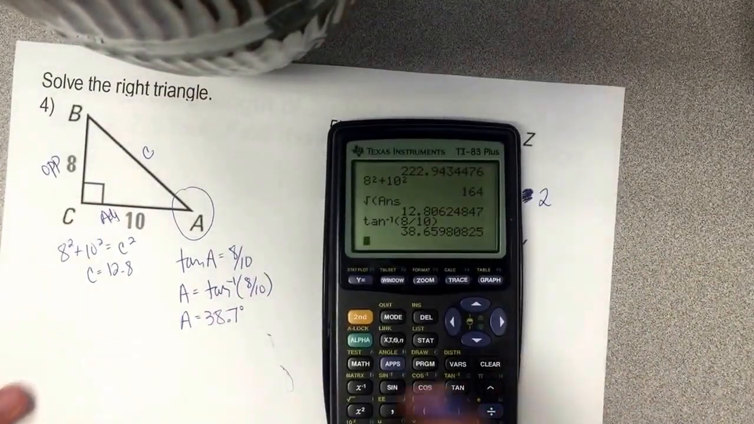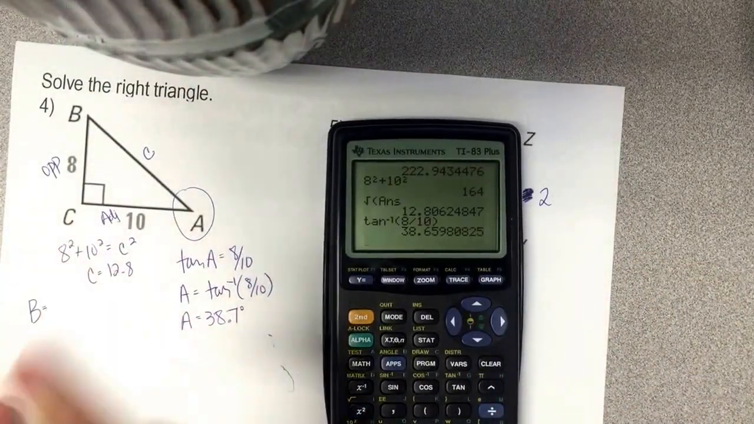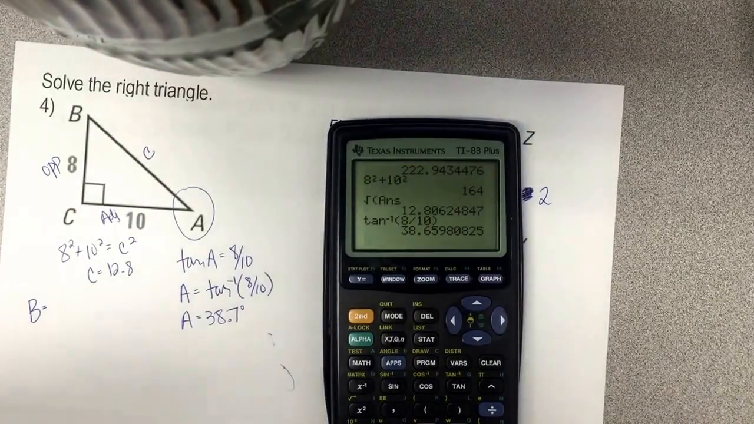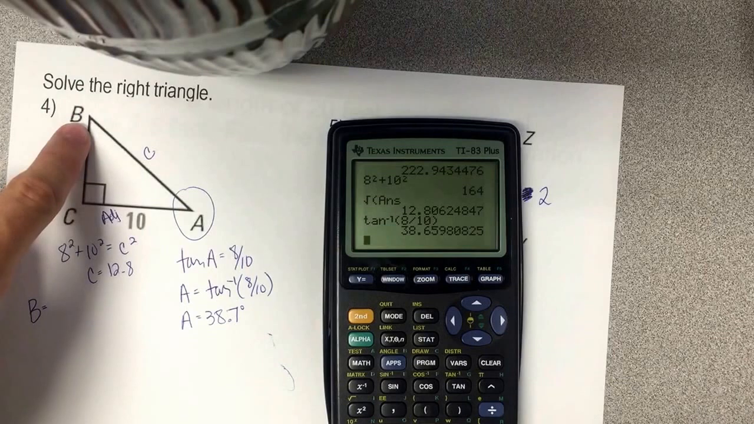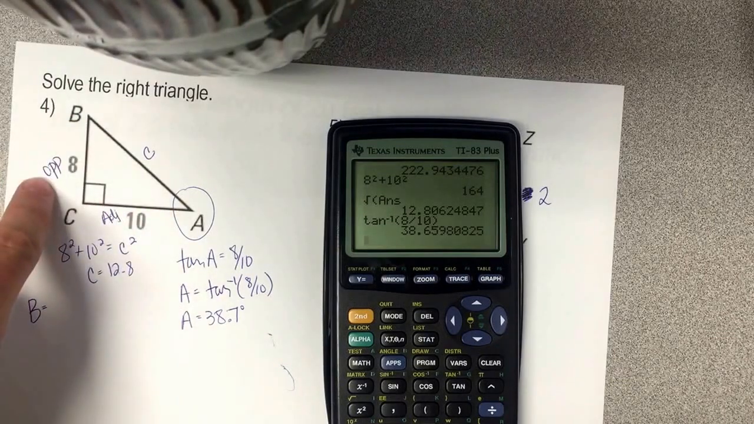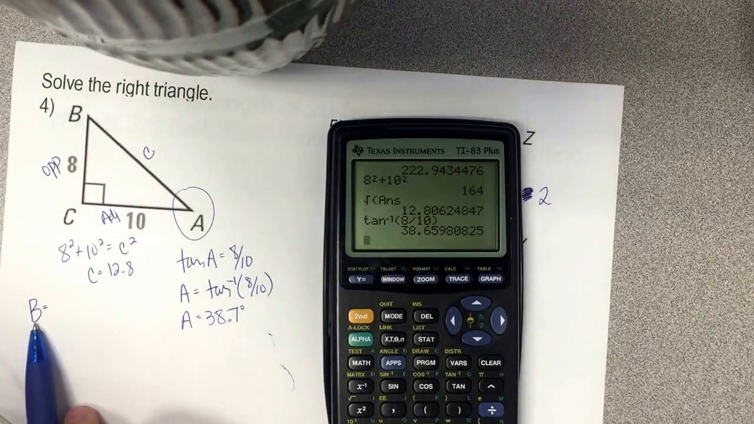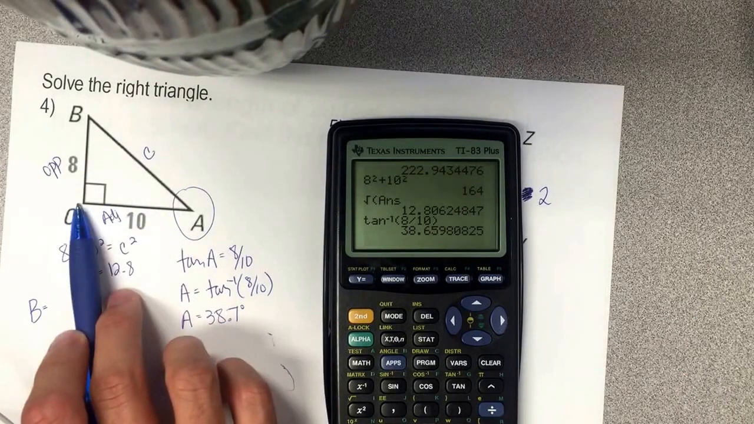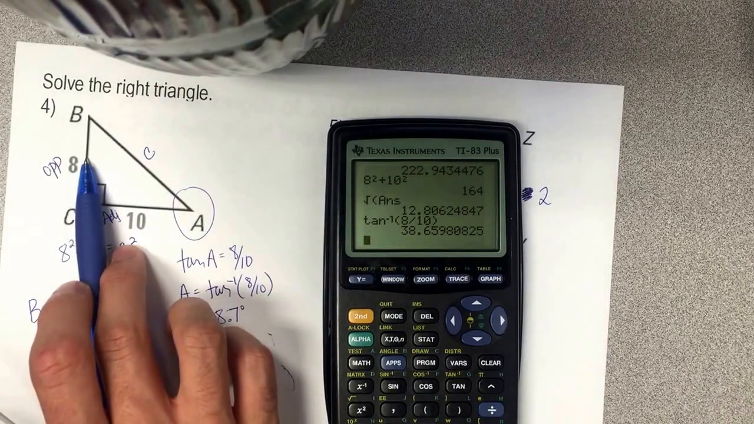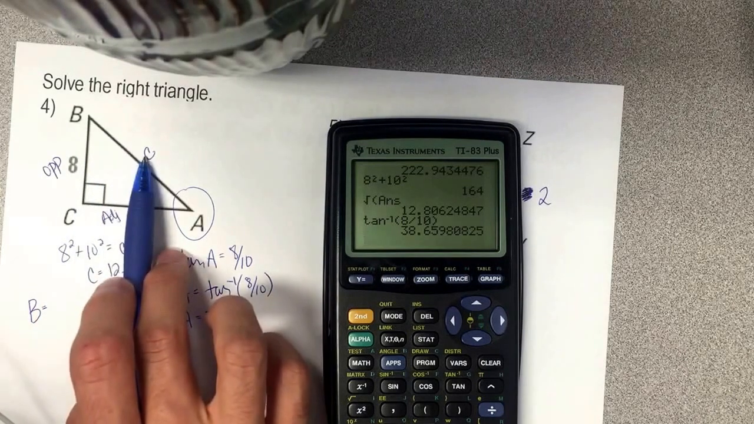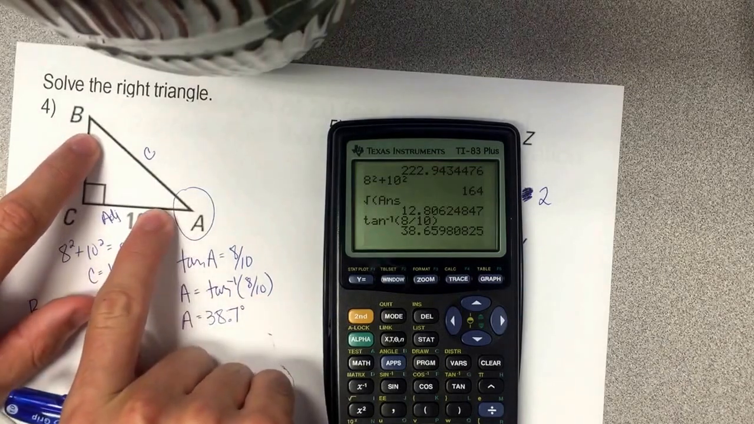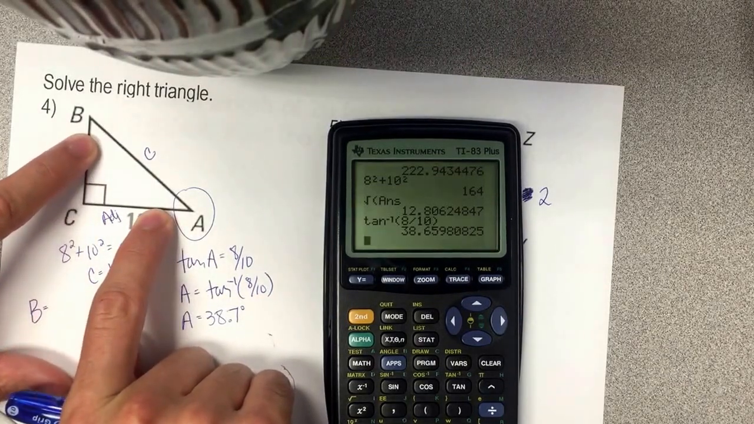The last part then is to figure out angle B. There's actually 2 ways you can do it. You can write another trig ratio to figure it out. So you could do tan of B equals 10 over 8 this time, or you can simply just know your properties from geometry. That, and that all have to add up to 180 because it's a triangle. Even further than that, since this is 90, B and A have to add up to 90 because there's 90 left to split between the 2.